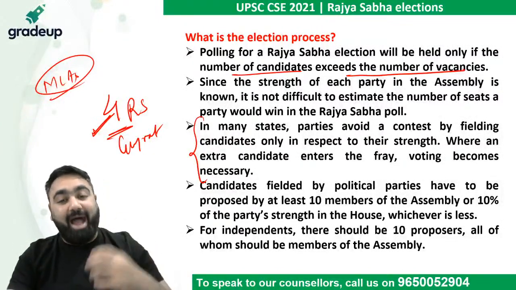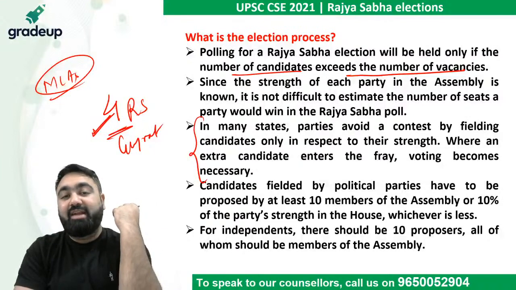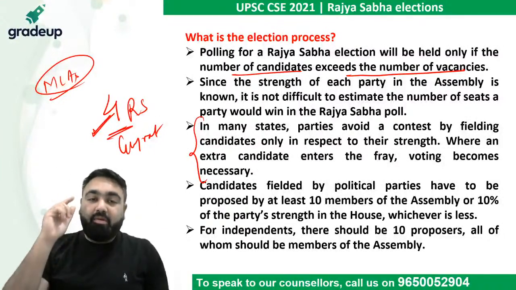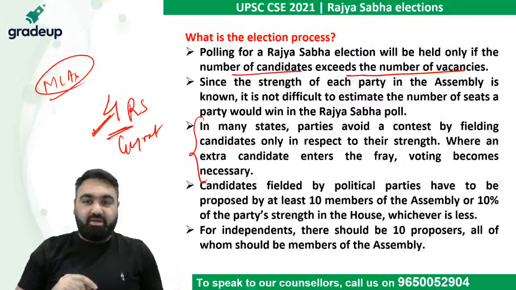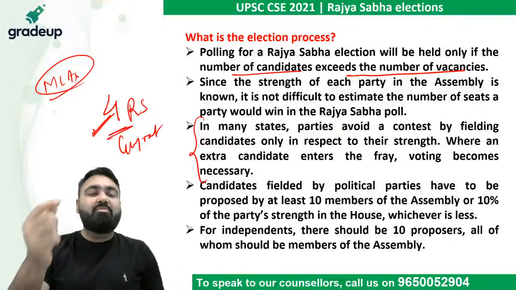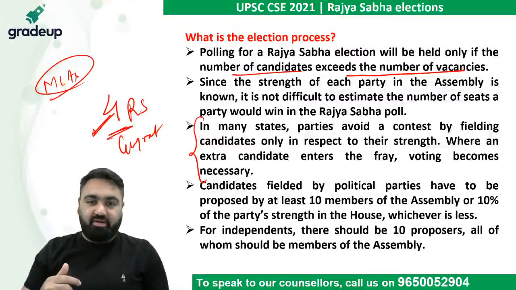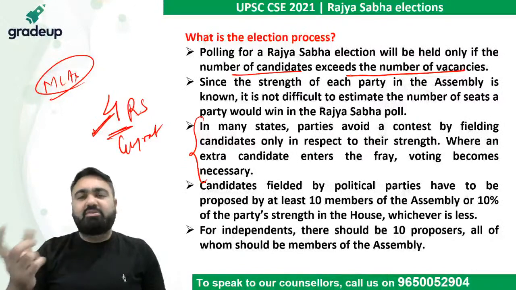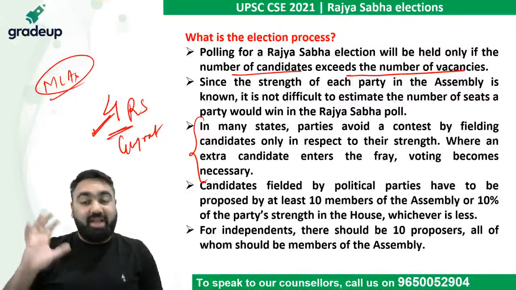Because the elections happen in such a way that it is not that simple. The elections happen by the method of proportional representation. So if BJP has 60% MLAs, 60% of the seats will go to BJP's candidates. If BJP has 40% MLAs in UP, 40% of the seats in Rajya Sabha will go to BJP. That is what usually happens.